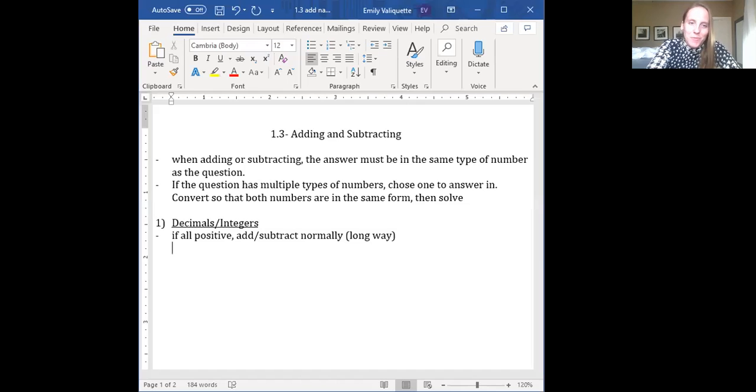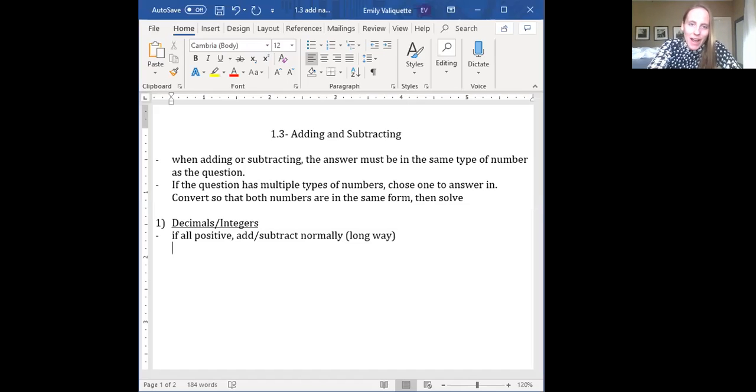Hey guys, today we're going to be doing another lesson that again is still all review of stuff that you've already done. We're essentially just going to be adding and subtracting different rational numbers. So fractions, decimals, and mixed numbers. So let's get into it. Okay, so this is lesson 1.3, adding and subtracting.